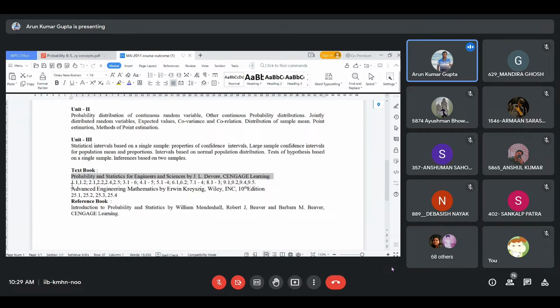And here we have given 1.1, 1.2. That means the section numbers have been given, which will be there in your syllabus. Everything is not there in the syllabus. And for the later part, for point estimation, for the statistical part, we will refer to Advanced Engineering Mathematics by Erwin Kreyszig. A small part of this book was there, from where we will discuss chapter 25, half of that portion.